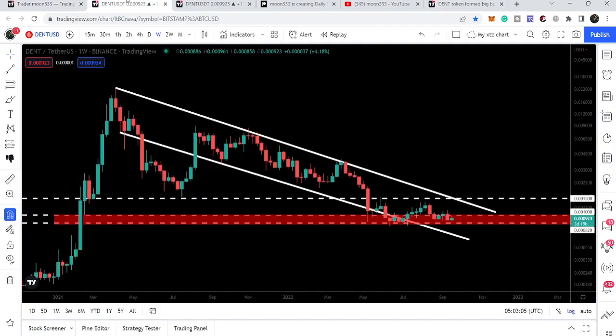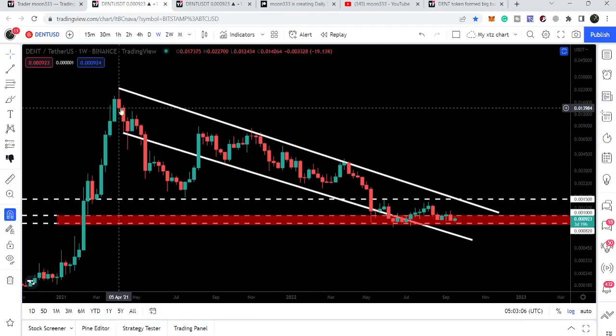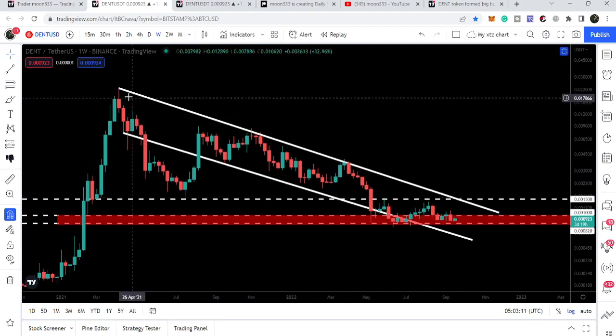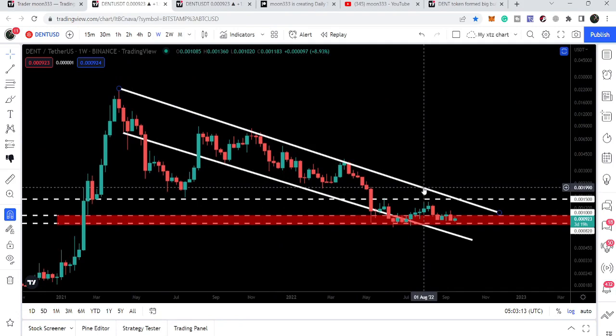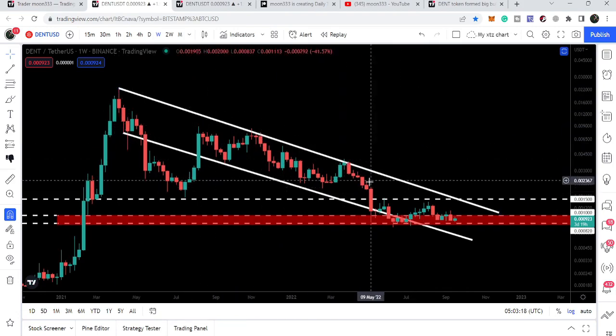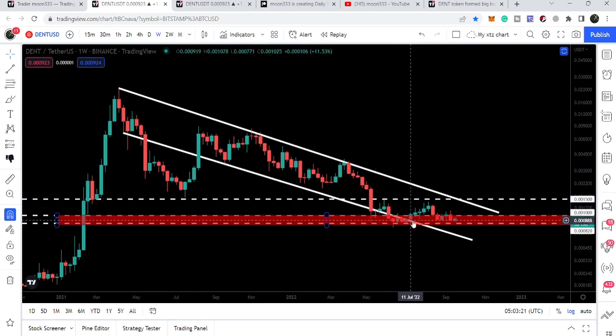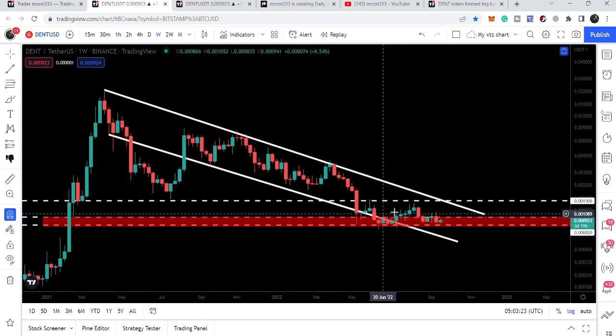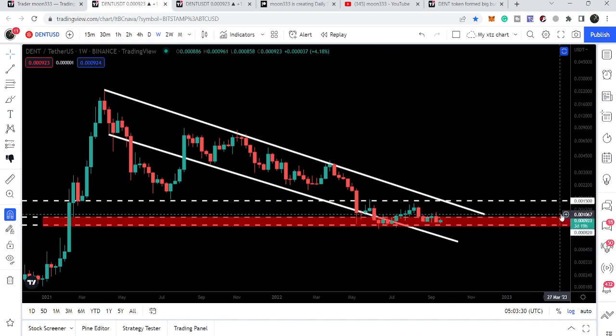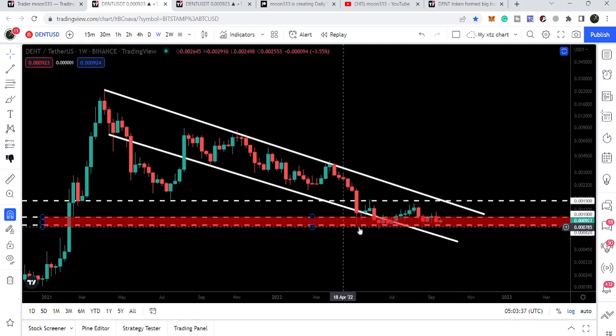Now let me take you to this weekly time frame chart, and here we can see that Dent token is moving inside a very long-term down channel, and it is not able to break out this resistance even after several attempts. You can see we got rejected here, rejected here, rejected here, and we also got several bounces as well. Here we have a very strong key support zone that starts from $0.00082 and goes to $0.001. Right now the price line is moving inside this very strong and key support zone.